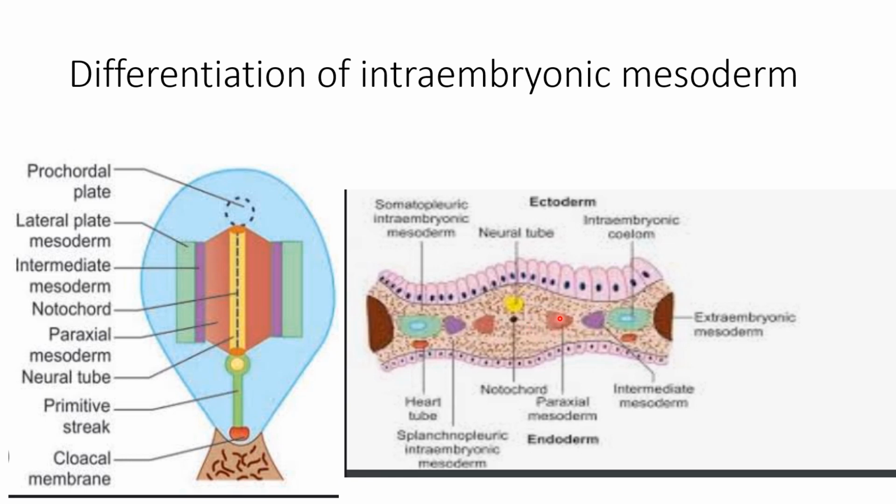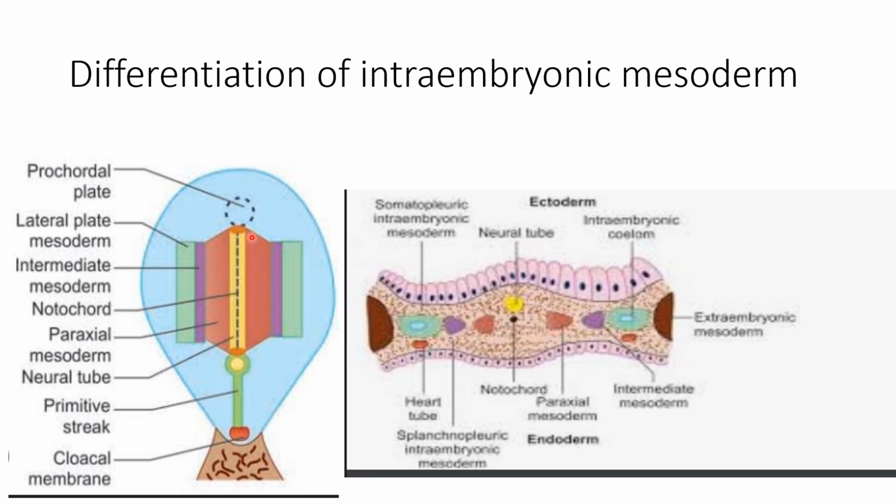In the center we have the notochord. So just adjacent to the notochord on either side we have the paraaxial mesoderm. Then in between the paraaxial and the lateral mesoderm we have intermediate mesoderm, and lateral to it we have the lateral plate mesoderm. So these are the three parts of intraembryonic mesoderm. So if we remove the amniotic membrane and we see the disc from above, this is the appearance. This is the broad cephalic part of the disc, and this is the caudal part.